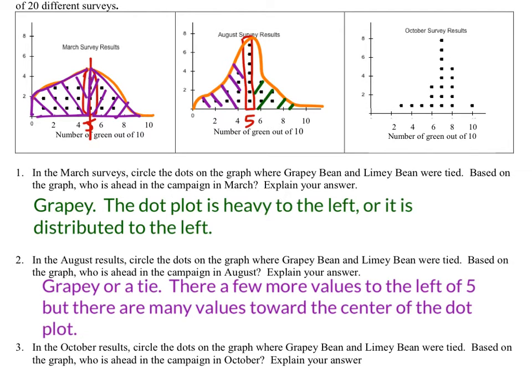Alright, the next one. In the October results, circle the dots on the graph where grapey bean and limey bean were tied. Again, we're looking for 5. So we'll circle those dots. Actually, it's just a dot right here, which again kind of separates the data like these. This one, of course, is very heavy towards the right side right here. So that would indicate that there's more of the greens were voting there, which means that limey is ahead in this campaign in October.